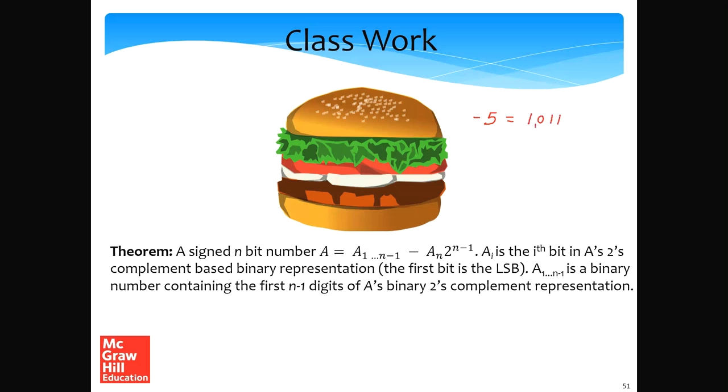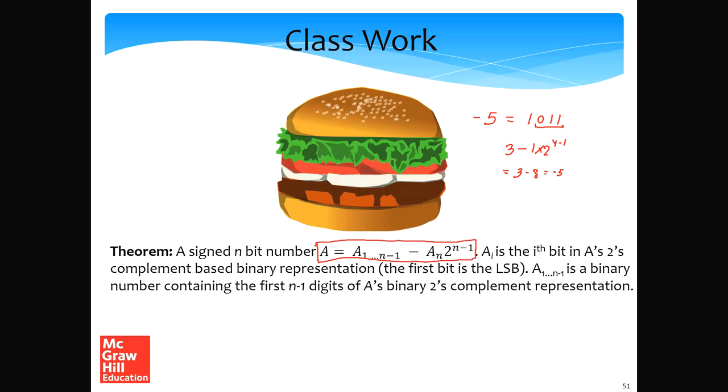1011 can be interpreted in another way. So this is 011, this is 3. So we are saying that minus 5 is equal to 011, 3 minus 1 times 2 to the power 4 minus 1, which is actually the case, 3 minus 8, which is minus 5, right?